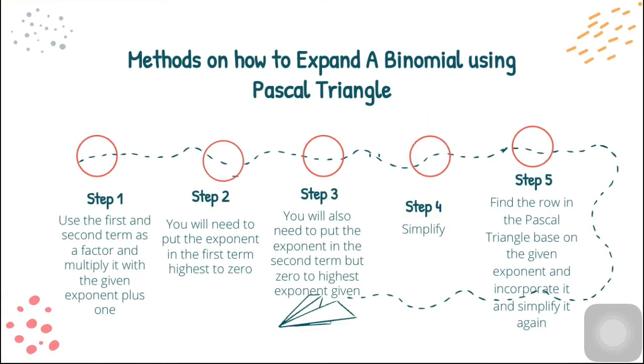So, next. Here are the steps or method on how to expand a binomial using Pascal triangle. So, step 1. Ang unang step sa paggamit ng Pascal triangle is you need the first term and the second term as a factor of each other. Then, kailangan mong gumawa base sa exponent, and kailangan mo din mag-plus 1 dun sa exponent.